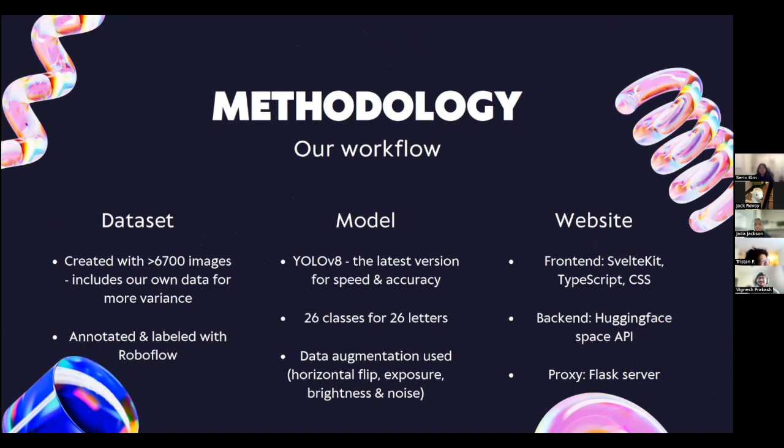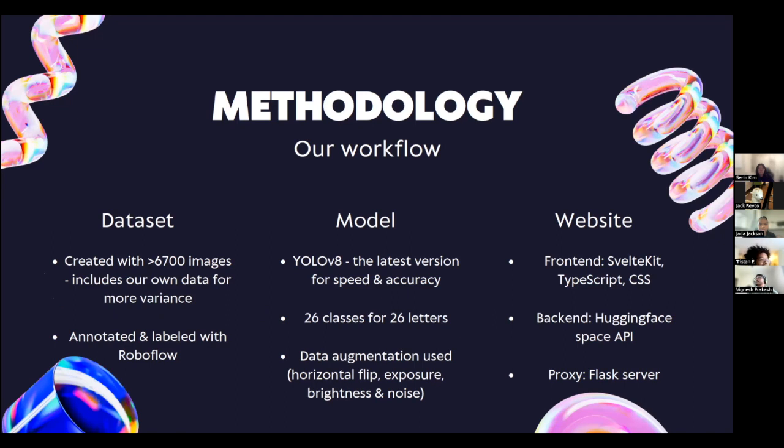So the way we went about making this is we first amassed, as previously mentioned, over 6,700 images with a bunch of our own included for increased variance. We annotated and labeled this using the tool Roboflow, which streamlined the process, made organizing our data much easier, and also simplified the exporting process. And we needed to import it into the model that we chose, YOLOv8.